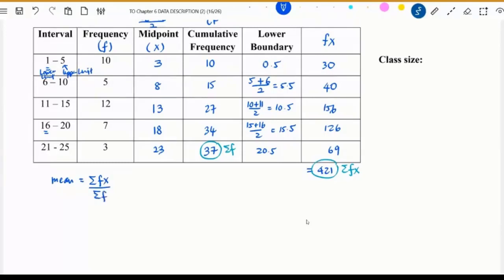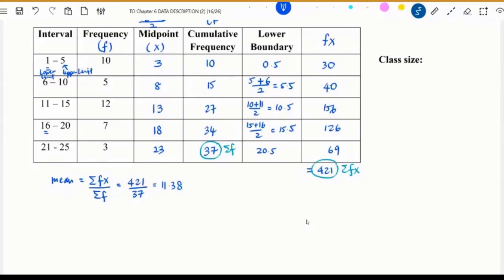So we can just put 421 divided by 37. No need to add anything again, because you have already done it in the column. So directly we can use the value you have. So we're going to have 11.38. Okay, so that's how to find the mean.